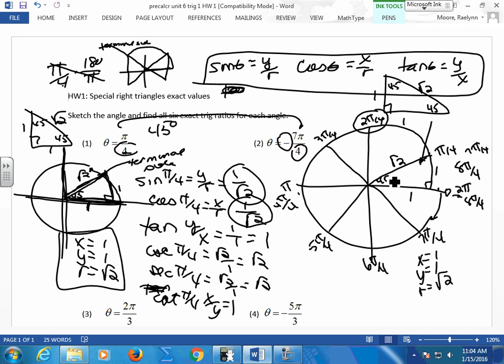Today, if we get to today's lesson, we're going to see that those are called coterminal angles. One goes up, the other one comes from the other side and meets it at the same terminal side. So they're coterminal angles.